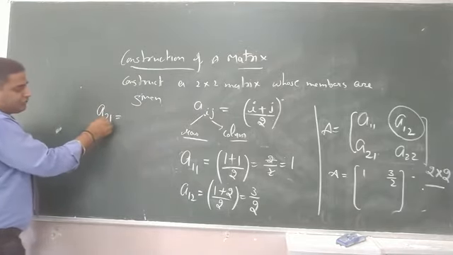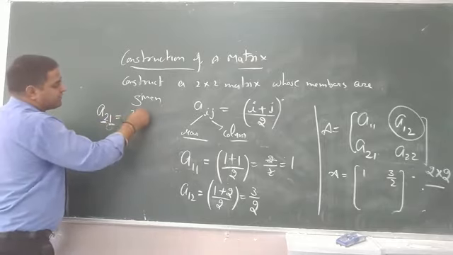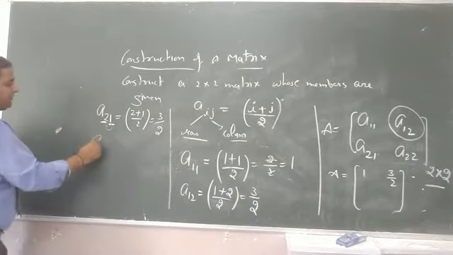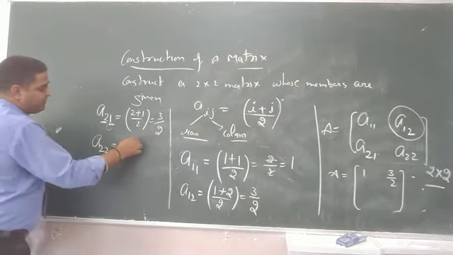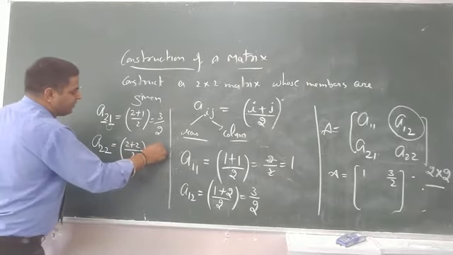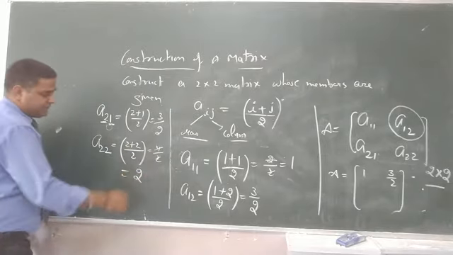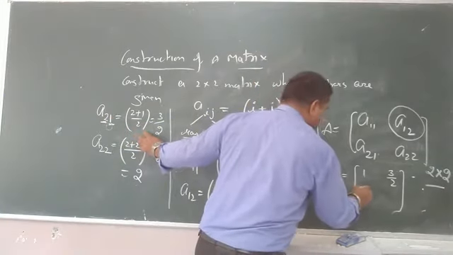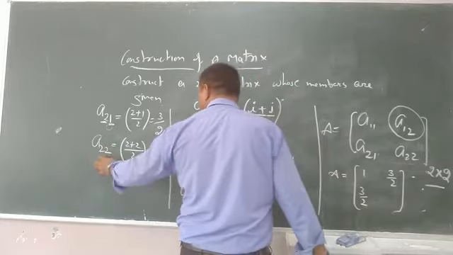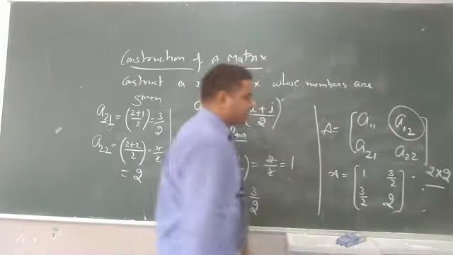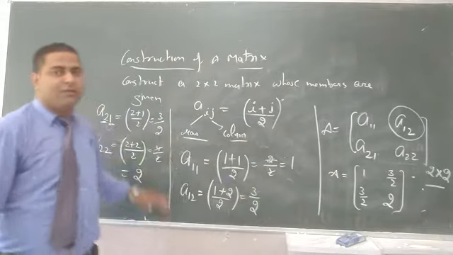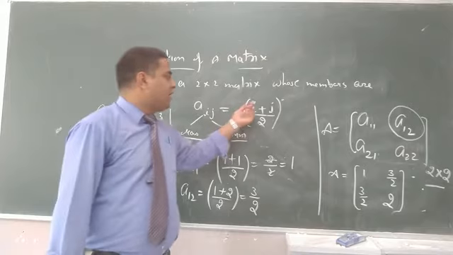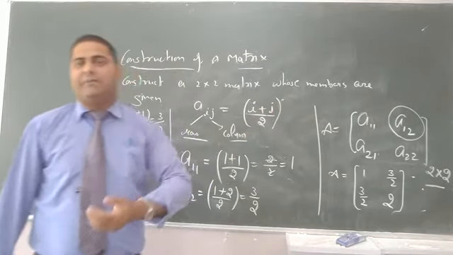Now we calculate A21. i is 2, j is 1. 2 plus 1 divided by 2, so it's 3 by 2. And the last number, A22: 2 plus 2 divided by 2, that is 4 by 2, which is 2. Right? So we get A21 is 3 by 2 and A22 is 2. So this is the required matrix which obeys the formula aij equals i plus j divided by 2.